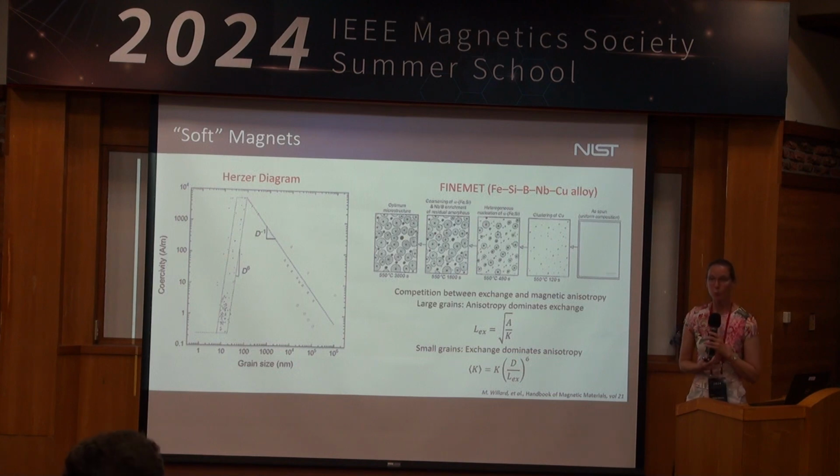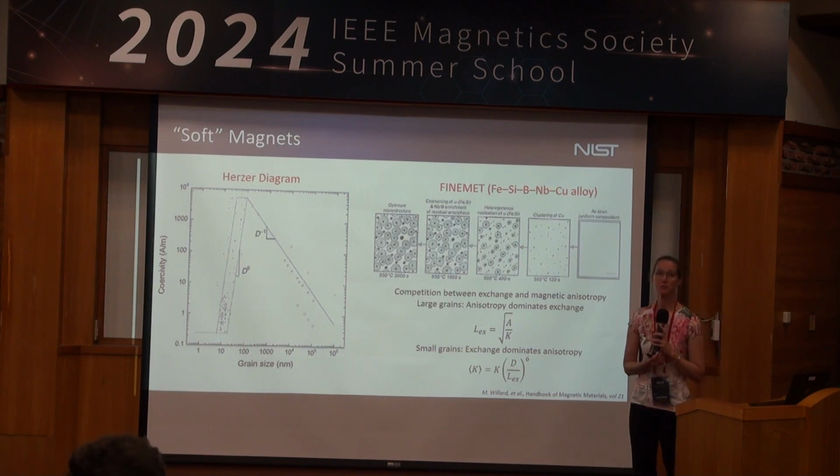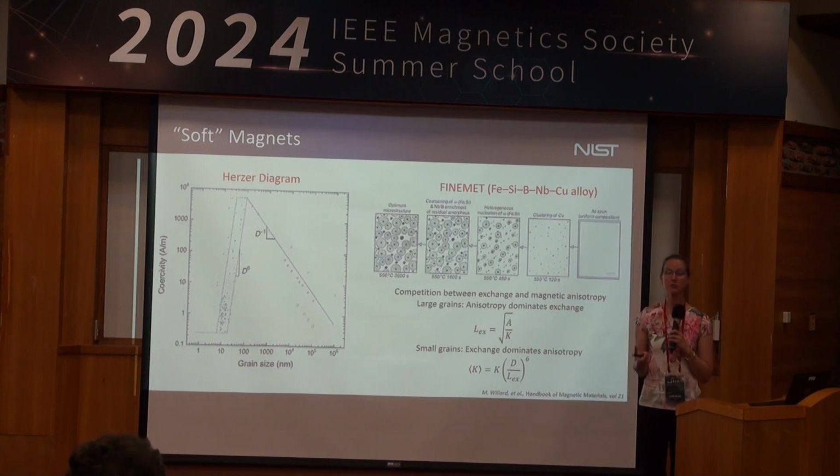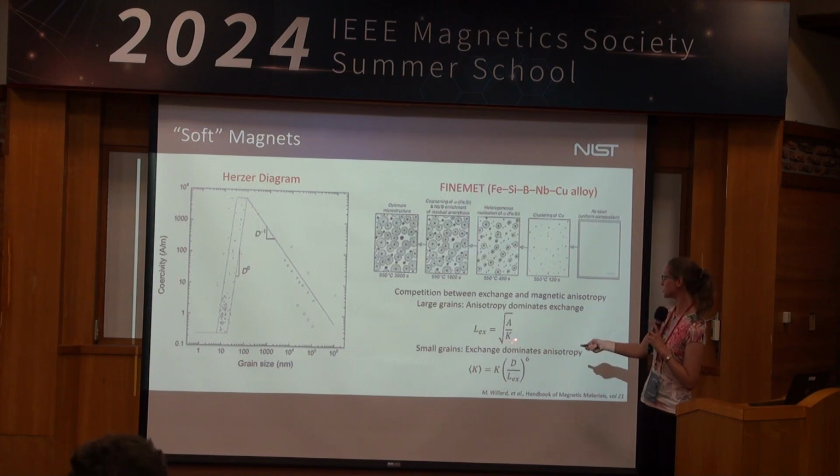Processing, it turns out, really matters on these materials. One of the things that they look at is what's called the Herzer diagram, which is a plot of the coercivity as a function of grain size. It turns out this is simply due to the competition between magnetic anisotropy and exchange. And the ratio of these two, the square root, relates back to the exchange length.